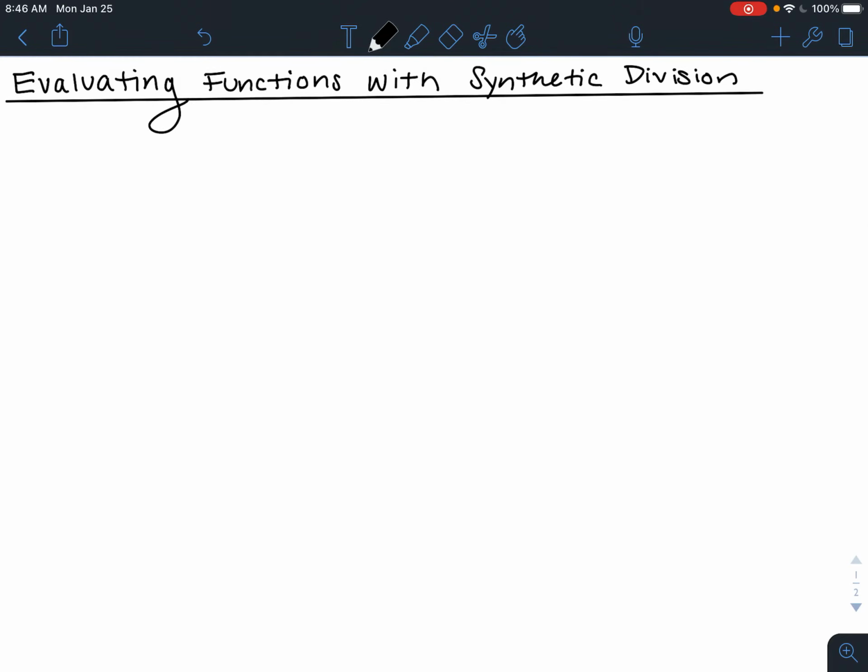Today we're going to talk about how to evaluate functions and some different ways of doing that, and what might be an easier way of doing this. When we're talking about evaluating a function, we're actually asking you to find the y-coordinate. When you evaluate, you're finding a y-coordinate for a specific x-coordinate.